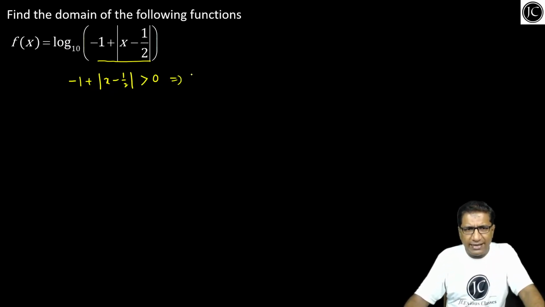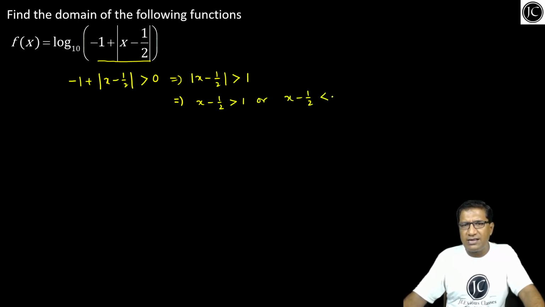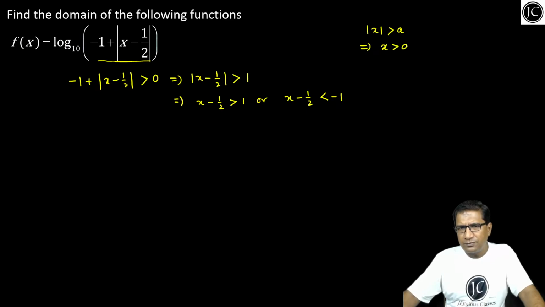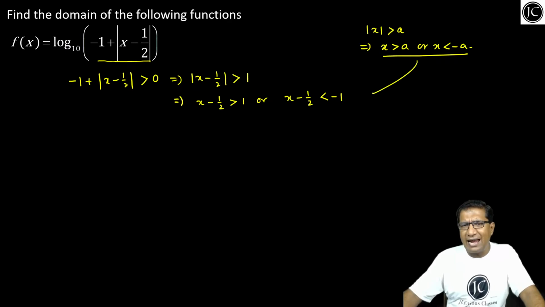Now from here we can get modulus of x minus half is greater than 1. So that implies x minus half is greater than 1 or x minus half is less than minus 1. Can you remember this? If mod x is greater than a, then we say x is greater than a or x is less than minus a. Is it clear? Exactly this same property I have used here.